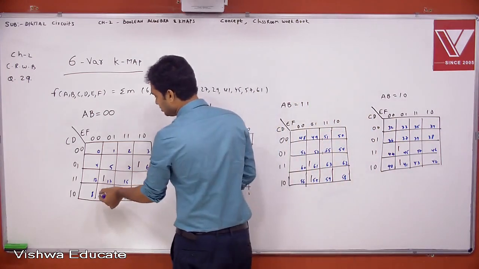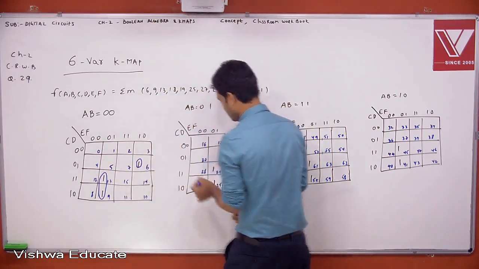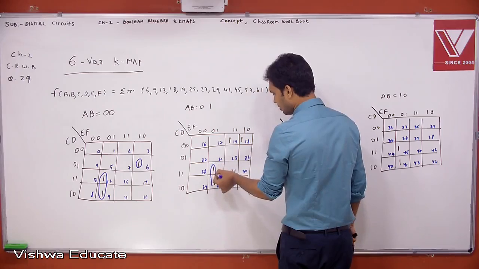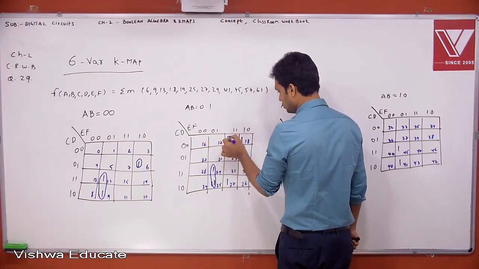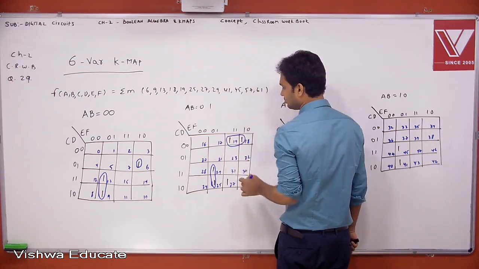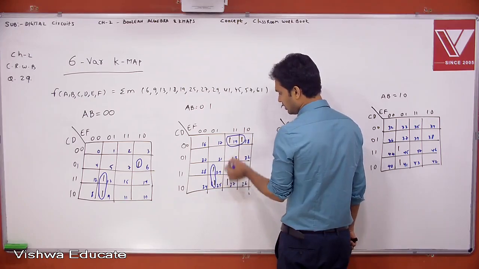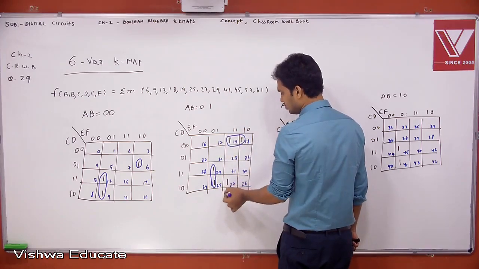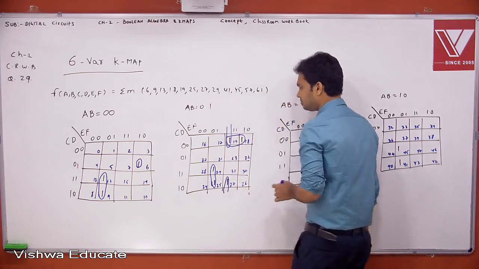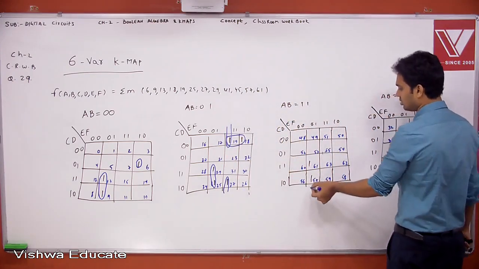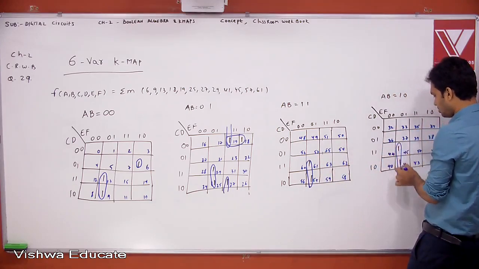Now you can form one pair. This is a single term. You can form one pair, and this is another pair, 18 and 19, and you can form another pair. You can take like this, your wish. I am taking like this. Next, this is one pair, and this is one pair.